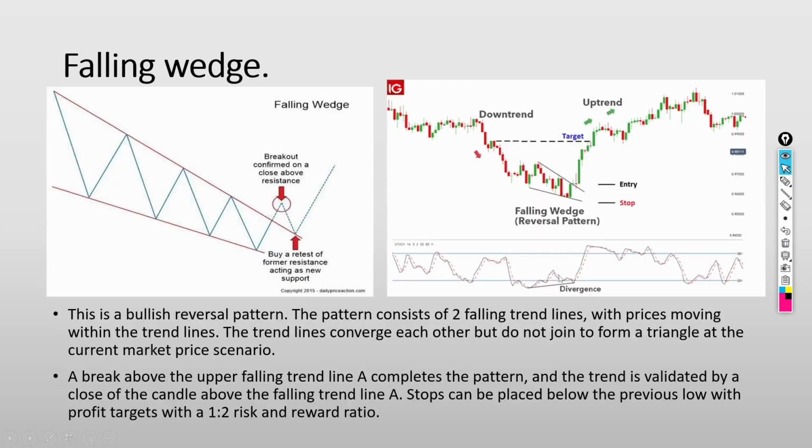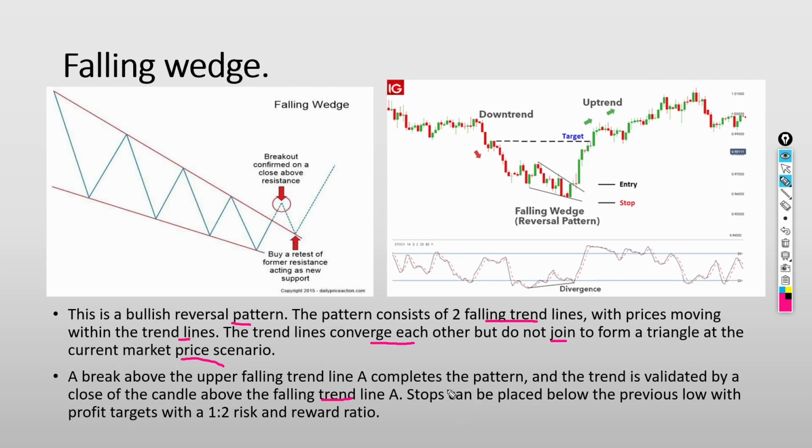So let us continue. The falling wedge is a bullish reversal pattern. The other one was a confirmation pattern. The pattern consists of two falling trend lines with prices moving within the trend lines. The trend lines converge towards each other but do not join to form a triangle at the current market price. A breakout above the upper falling trend line completes the pattern, and the trend is validated by a close of the candle above the falling trend line.